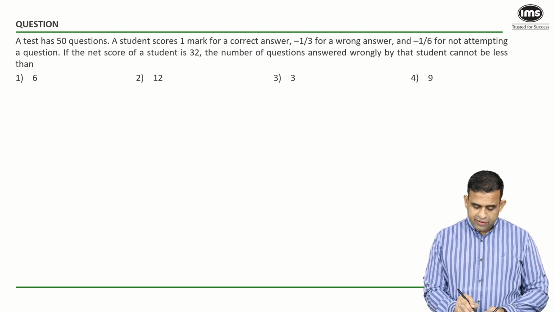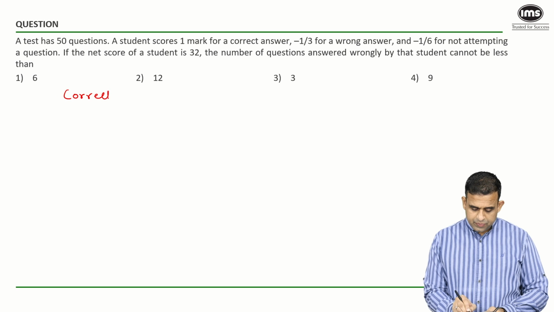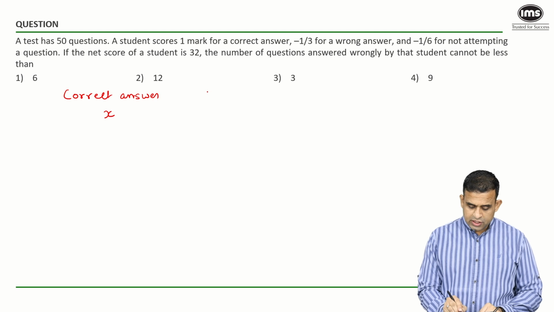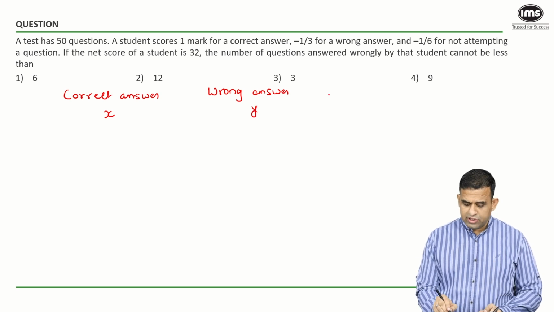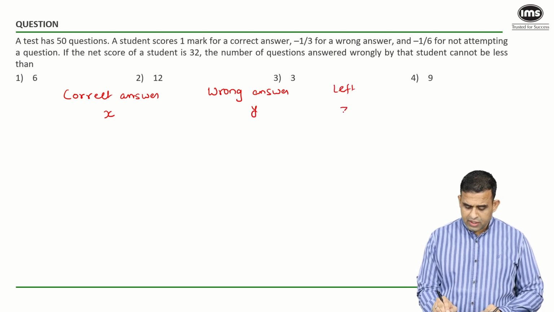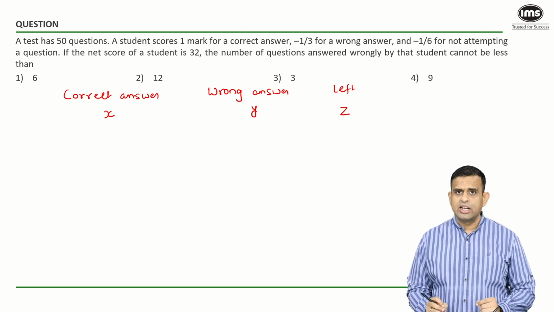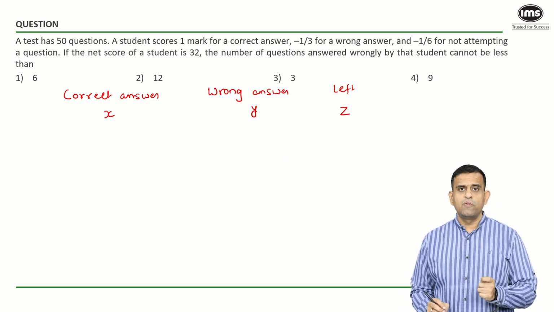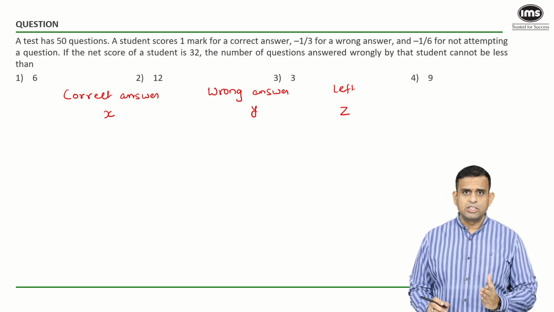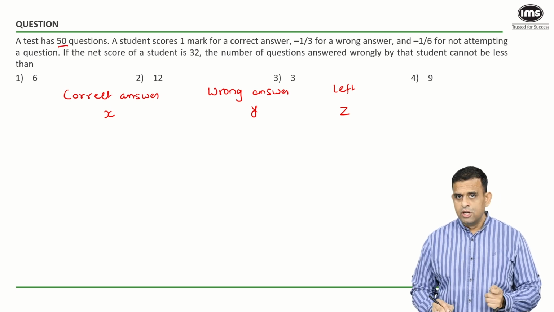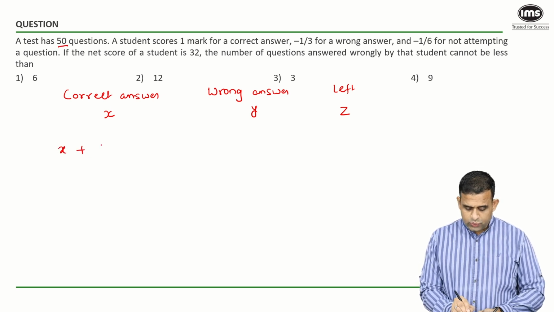So suppose for every correct answer, let's say we have made x number of correct answers. The number of wrong answers, which I want to minimize, is suppose y, and suppose we left a certain number of questions which is z over here. So I take three variables x, y and z, and the total of these three numbers, the ones I got right, the ones I got wrong, and the ones I left, has to give a sum of nothing but 50. So my first equation becomes x plus y plus z equals 50.